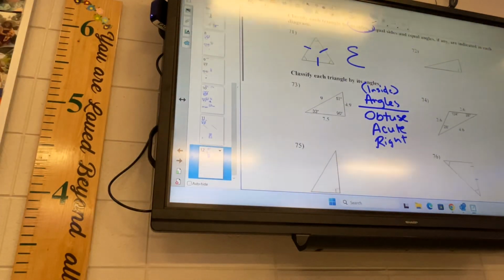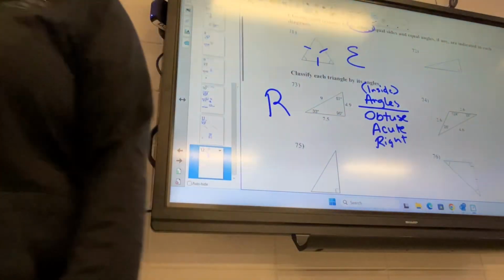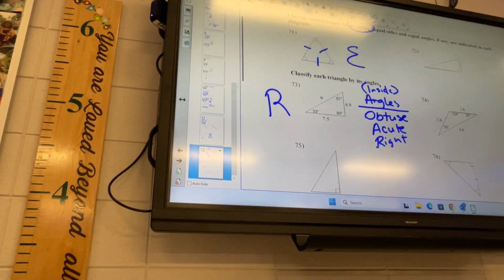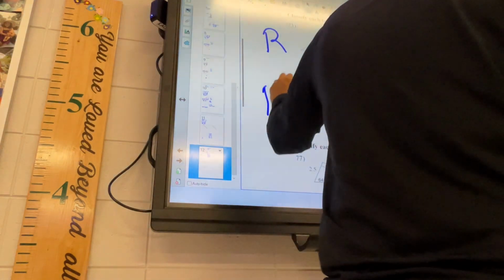So if you look at 73, is that acute, obtuse, or right? We're looking at the inside of the triangle. It is a right. Okay, 75. Is that acute, obtuse, or right? It's a right also.